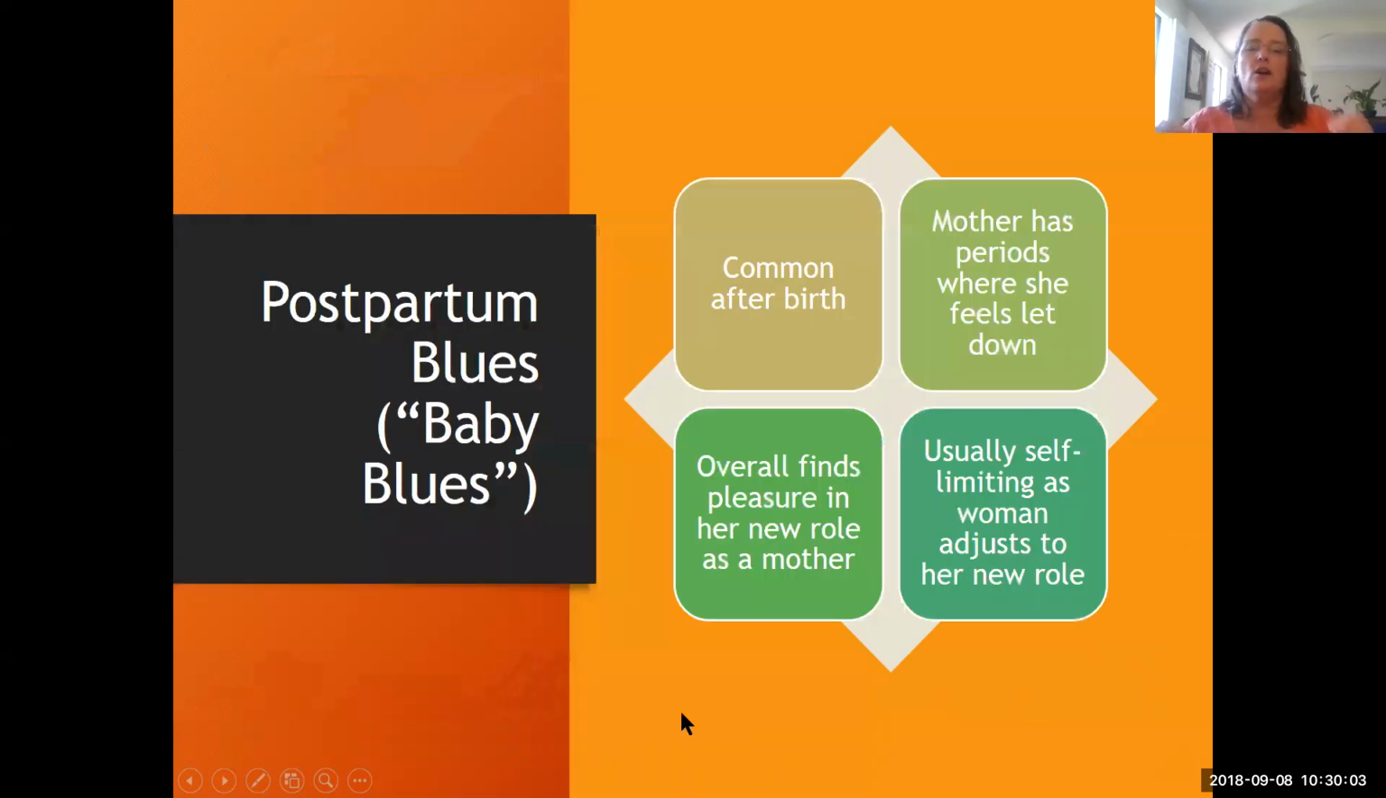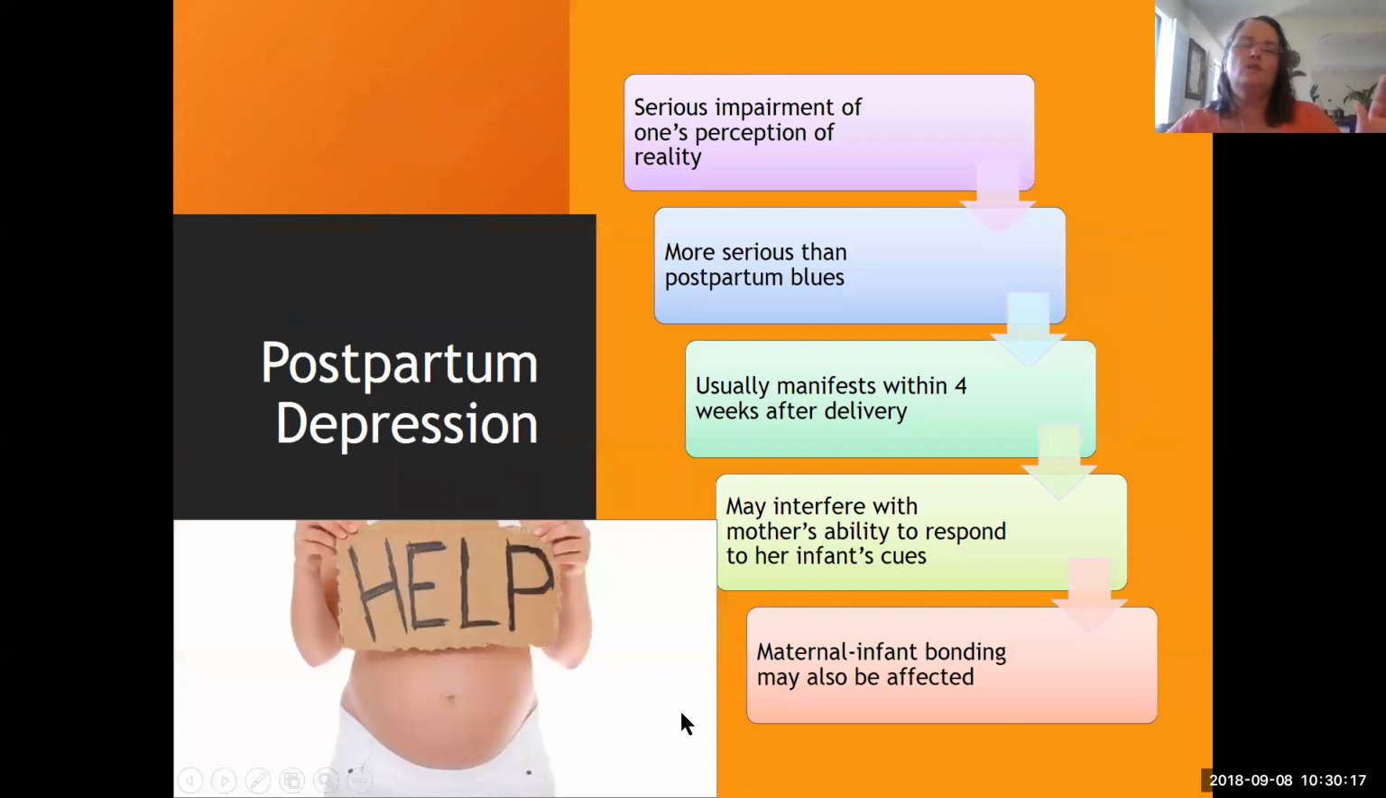And that is very common, and it is not what we're discussing when we're talking about mood disorders. This is usually self-limiting, and as the woman starts to adjust to her new role, she starts to find pleasure in it. As we move into a couple of weeks after delivery, 4 to 6 weeks, you should really start to feel like yourself.